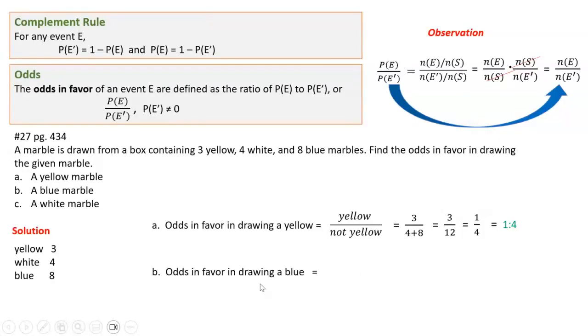The odds in favor of drawing a blue. So it's going to be blue over not blue. The blue is going to be 8. Not blue will be 7. So in this case, the odds are in favor of drawing a blue more than yellow, because this is going to be 8 blue to 7 not blue. So the odds in favor are real high. For part B, it's going to be 8 to 7. Those are the odds.